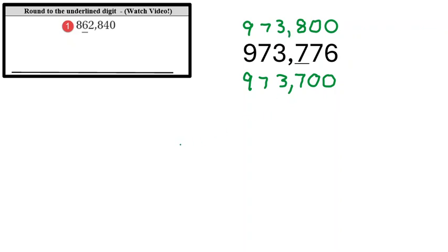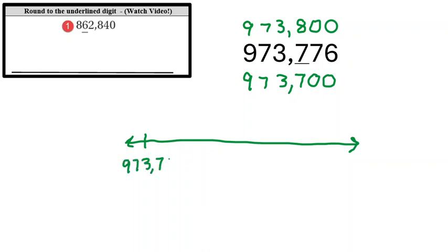Now, what they're really saying is if you run a number line right here, like going like this, if we were to round down, we'd have the lower number, which would be 973,700. And over here, we'd have the higher number, 973,800. Okay, and this number in the center is in between those two. So maybe it would be like right here, right?